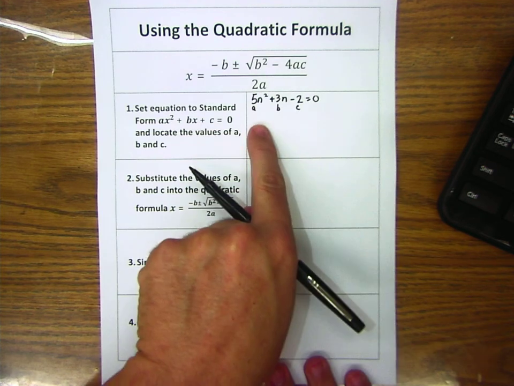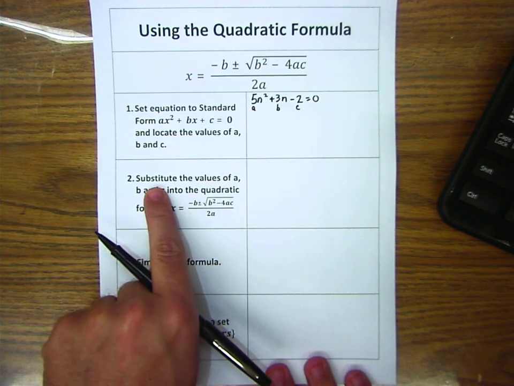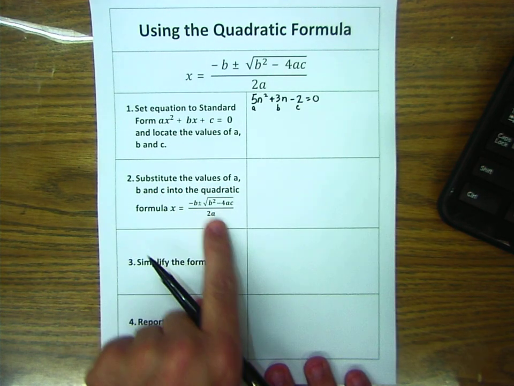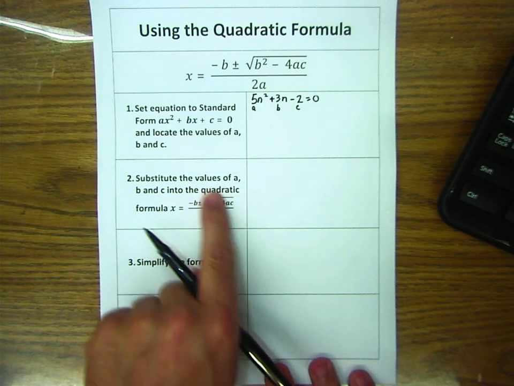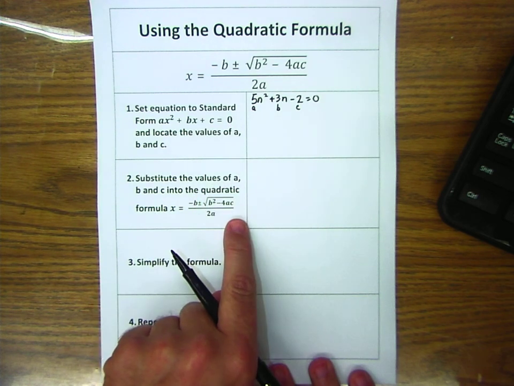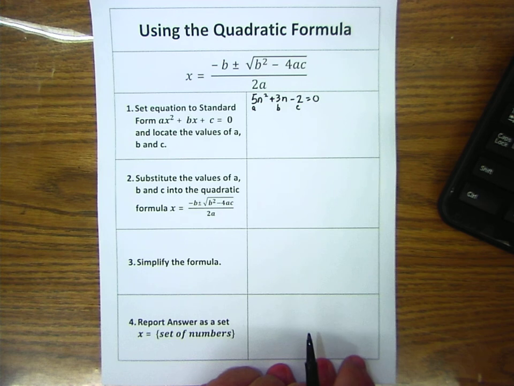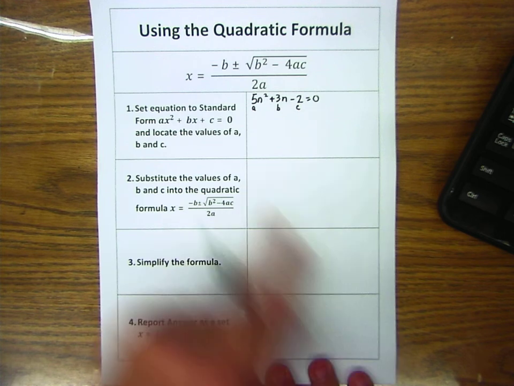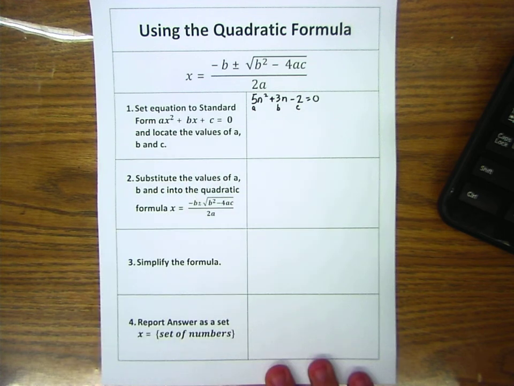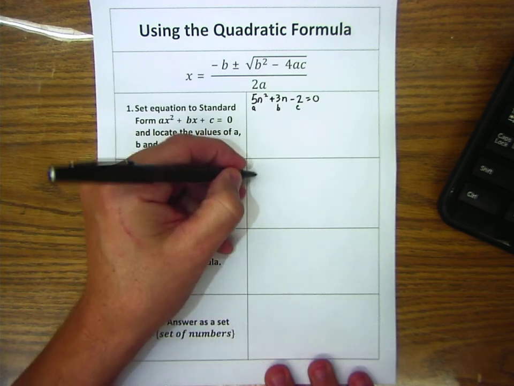And that allows us to do the next step, which is to substitute those values of a, b, and c into the quadratic equation. So wherever I see a b, I'll put positive 3. Wherever I see a, I'll put positive 5. And wherever I see a c, I'll put negative 2. Let's go ahead and fill in the quadratic formula with its values.